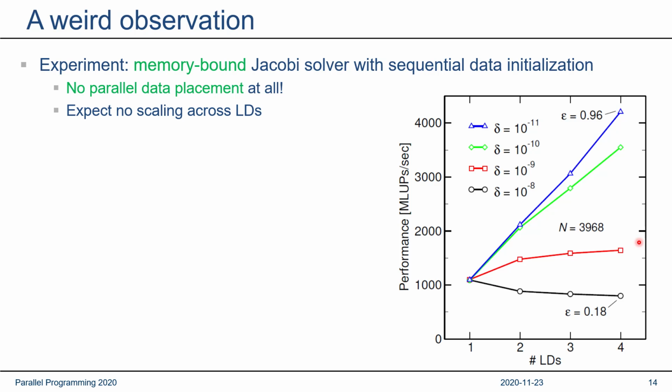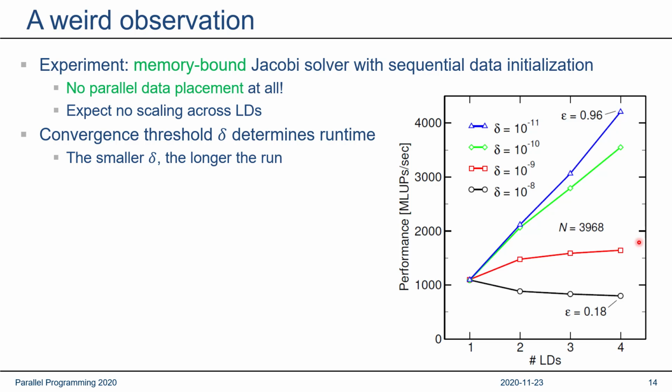I'd like to finish with a weird observation and something to keep in mind when looking at modern systems in ccNUMA. So here we've done an experiment. I ran a memory-bound Jacobi solver with sequential, so non-NUMA-aware, data initialization. Jacobi solver is a memory-bound code. Let's not discuss what it actually does. It is well parallelized, so there's no Amdahl's law or communication problem, but I've deliberately omitted any parallel data placement. So the initialization of all the memory in the program is sequential. So I expect no scaling across locality domains.